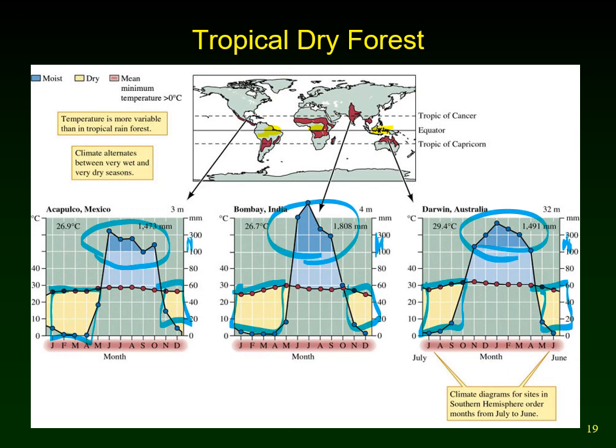One thing to point out here, when we're looking at these tropical dry forests that are in Australia, so this one on the right-hand side, is that the months are different because they put their summer in the middle. So this is starting at July and going to June instead of starting at January to December like they do on the other ones.